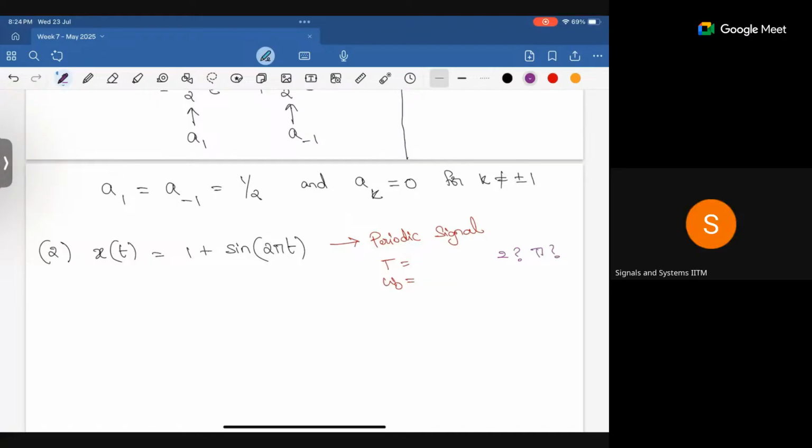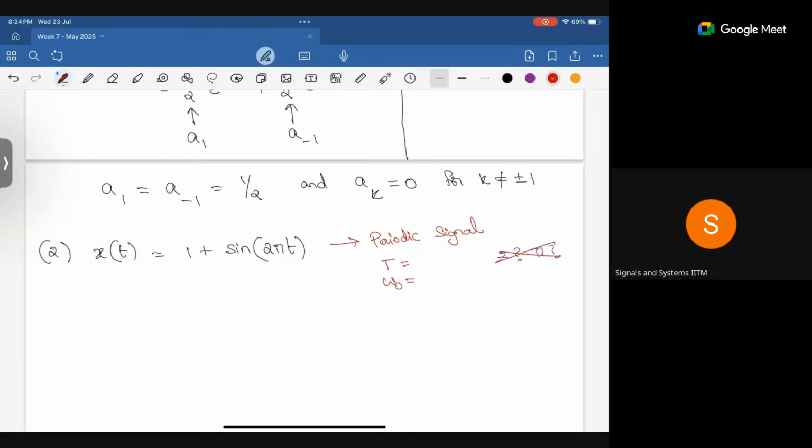See, adding 1, what will it do to the signal? Sir, T is equal to 1 and omega naught is equal to 2 pi. Correct. So adding 1 is like adding a DC value, a constant value. It will just shift your signal. The amplitude, the magnitude will change. That's it. The period will not change, right?